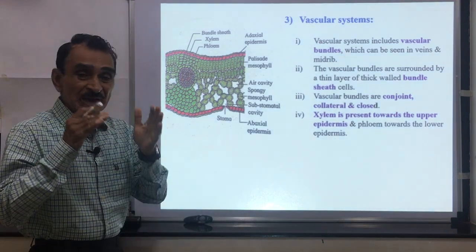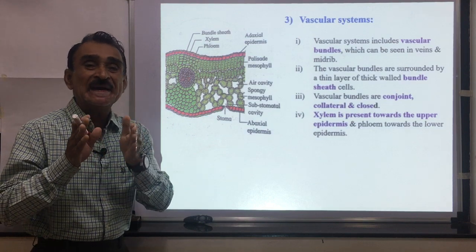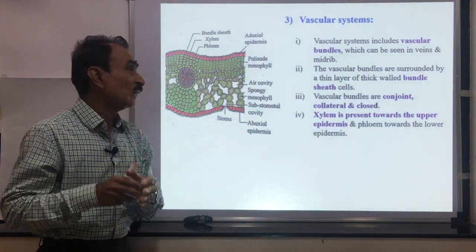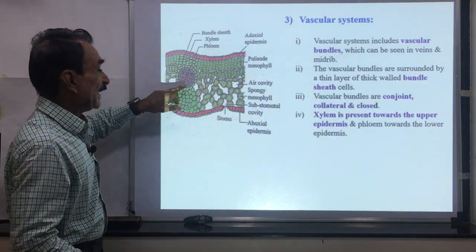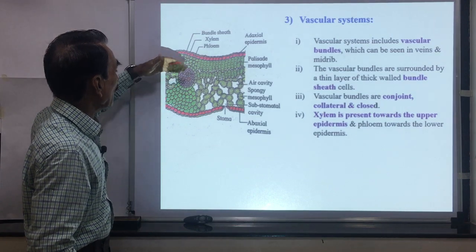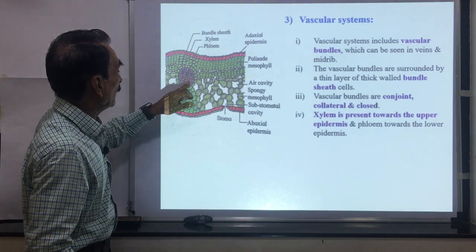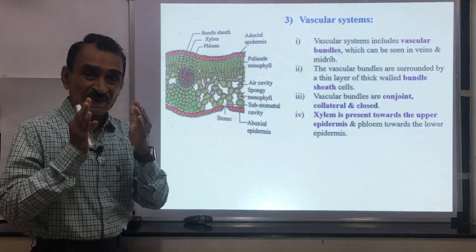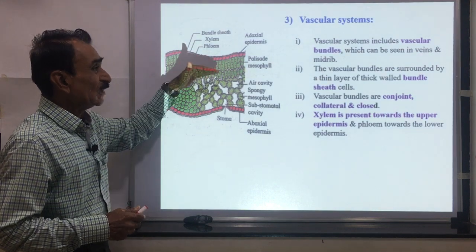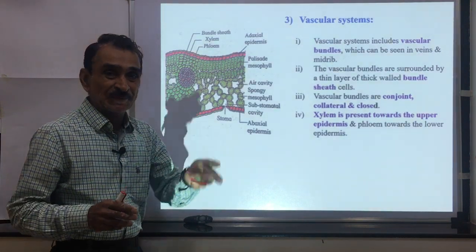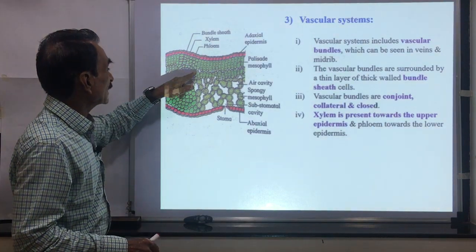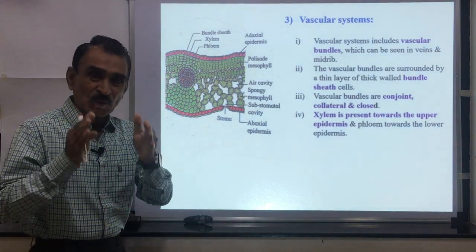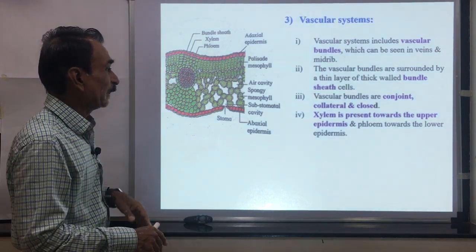Vascular bundles are conjoined, collateral and closed. Conjoined and collateral means xylem and phloem are placed on the same radius. Xylem is present toward the upper epidermis, and phloem is present toward the lower epidermis. So the vascular system consists of vascular bundles. These vascular bundles are observed in the veins and midrib. Vascular bundles are surrounded by a bundle sheath. They are conjoined, collateral and closed, meaning there is no cambium.